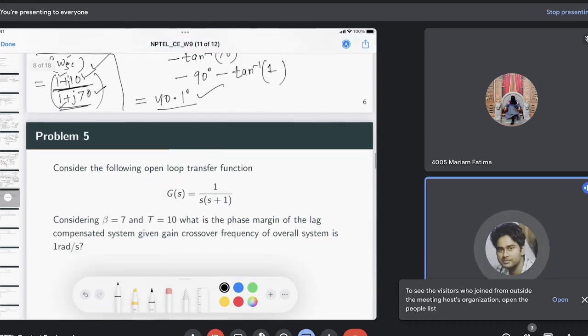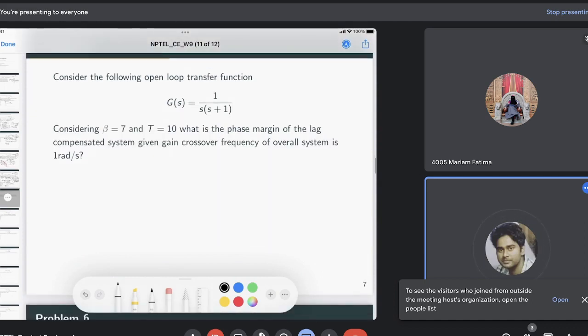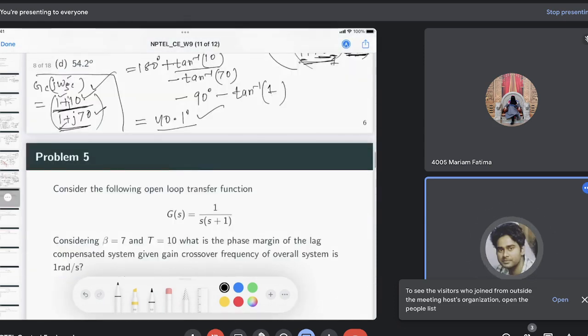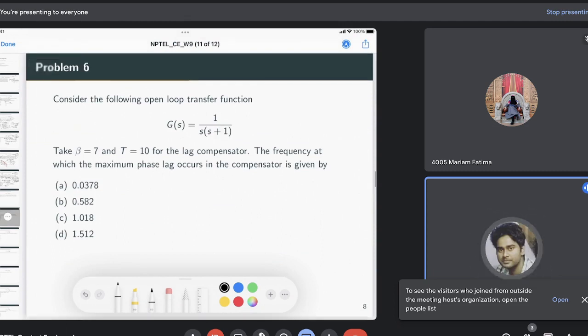Then we move to the next question. Question 5 I already discussed, so I will skip it. Now the 6th question. We are given this transfer function, and we have to find this frequency.